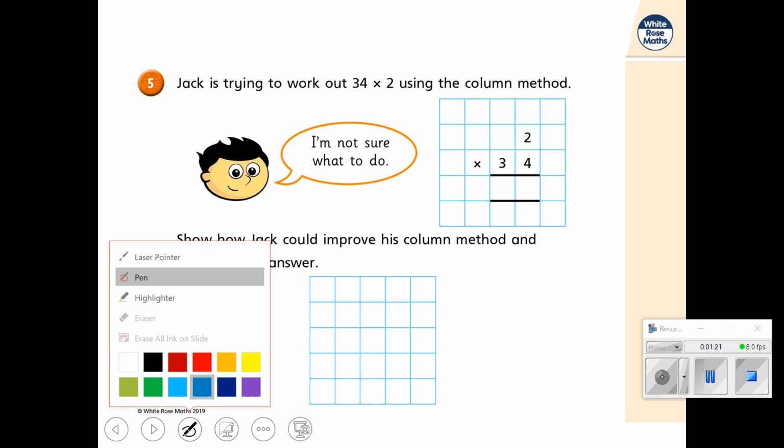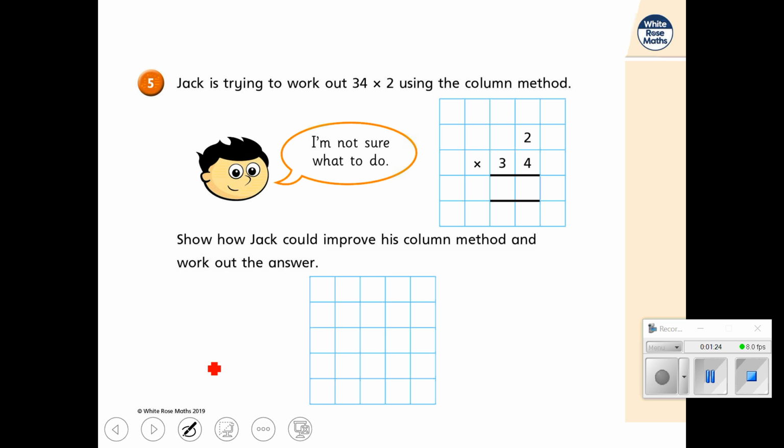In our next question, we have Jack, who is trying to work out 34 times 2. He's laid it out like this, starting with the number he's multiplying by and putting the 2-digit number at the bottom. Let's see if we can help improve his column method. I'm going to start by writing my 2-digit number at the top, and the number I am multiplying by at the bottom. That layout really helps, because all I have to do now is say that 4 times 2 is 8, and 3 times 2 is 6.